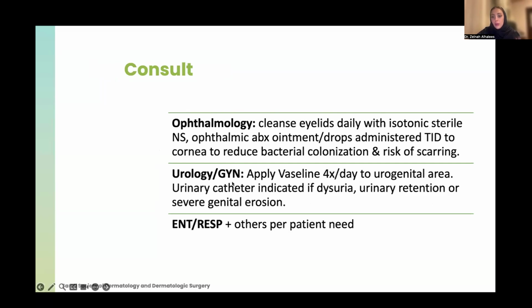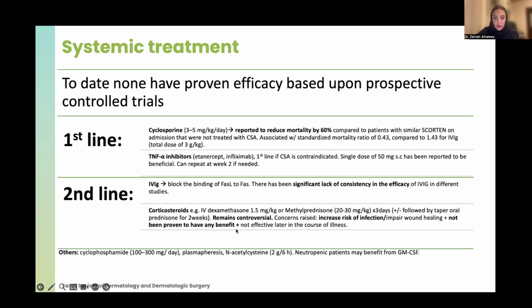Urology, gynae, you want to apply Vaseline to the urogenital area. Urinary catheter obviously is important as well to prevent urinary retention and infections and scarring as well. And you also want to consult ENT and RESP, also like GI if they can't swallow, so depending on the patient's presentation.